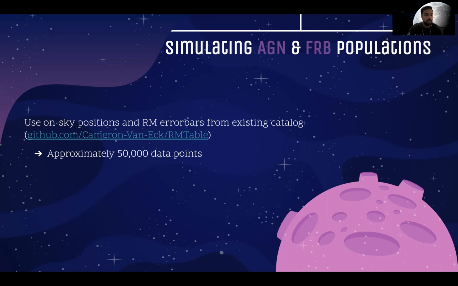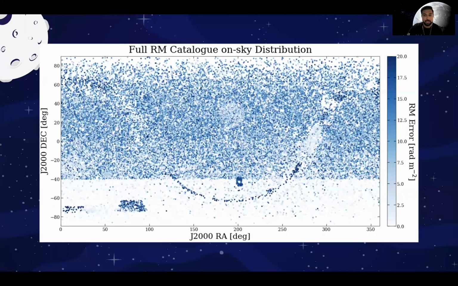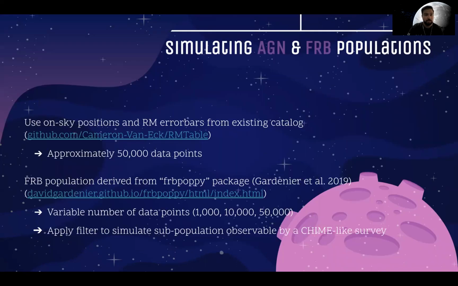So for the AGN, it's quite simple. We already have a population of AGN we can pull from, so we'll just take the 50,000 or so AGN data points that we have. We'll take their positions and we'll take their rotation measure errors, which you can see plotted here in RA and Dec coordinates. And then we'll generate simulations along the line of sight to each one of those points.